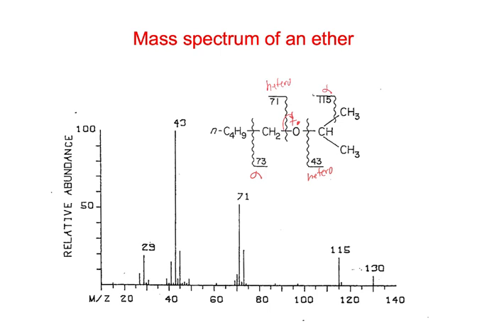And we see 115 is here. And I guess we do see the molecular ion, 130. We have 73, 71, 43. All of those are shown on there, right? So those are kind of following the standard mechanisms. Okay.